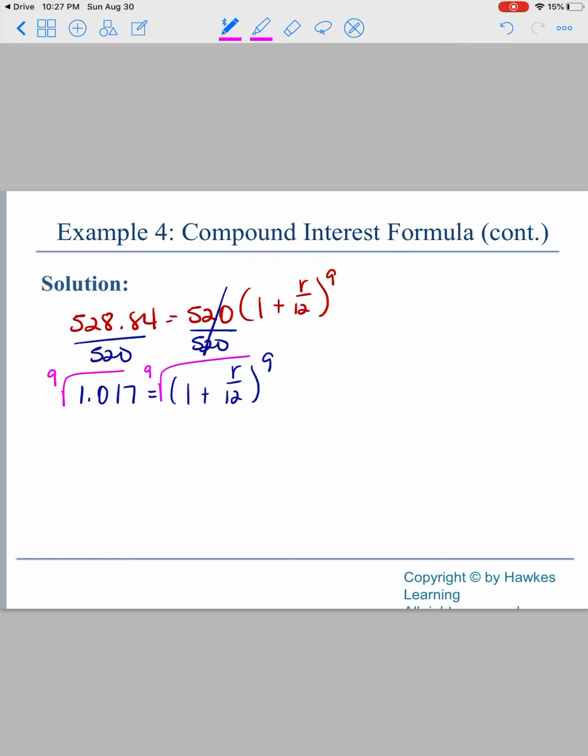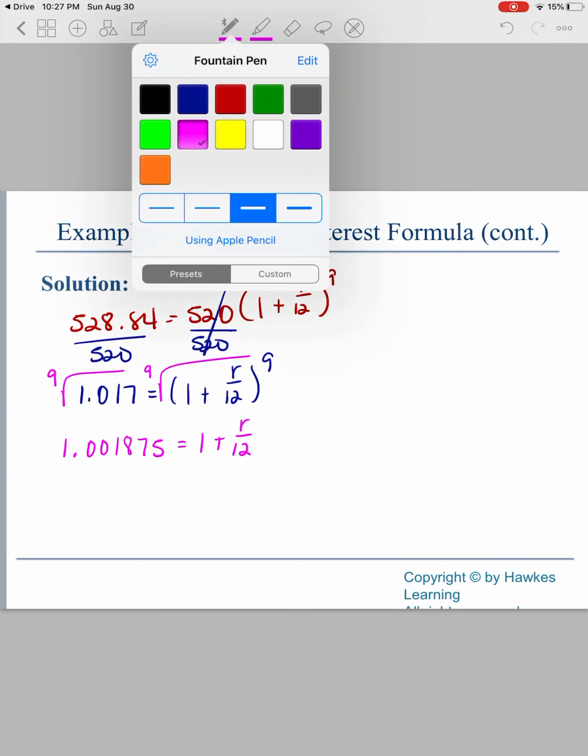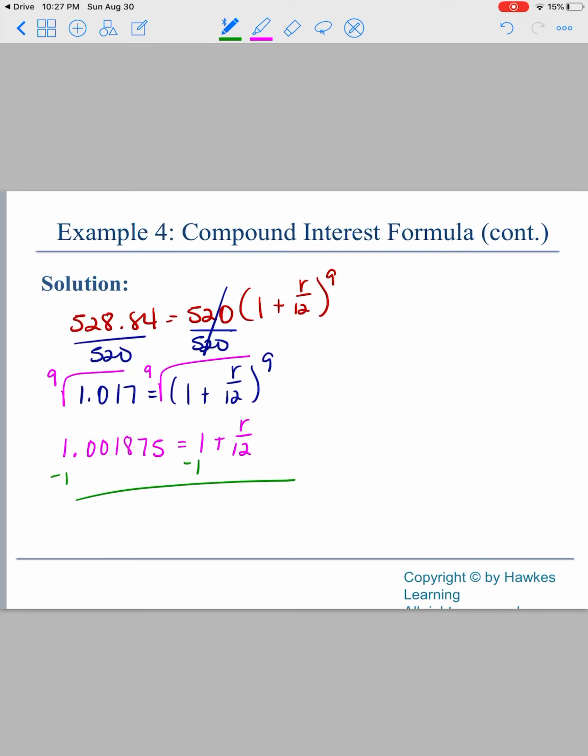And that is going to give me 1.001875. It's approximately equal to 1 plus R over 12. Okay, I'm going to keep solving this thing. I'm going to subtract that 1 over. I'm going to get 0.001875 equals R over 12. To get the R by itself, I'm going to multiply by 12 on both sides. And I should get that R, my rate, equals something like 0.0225.